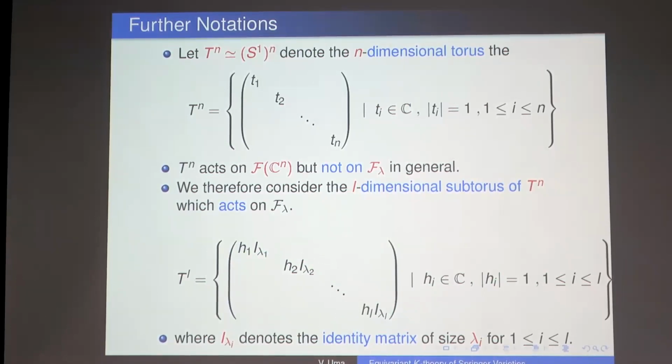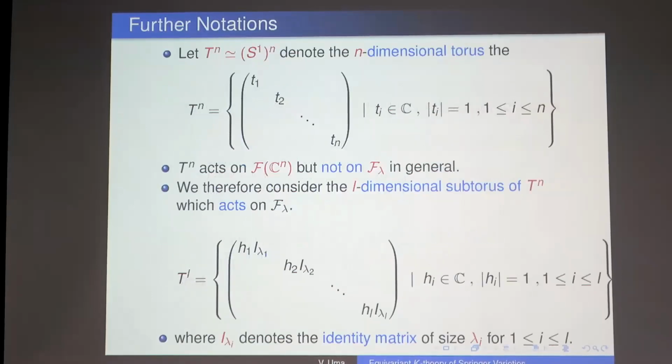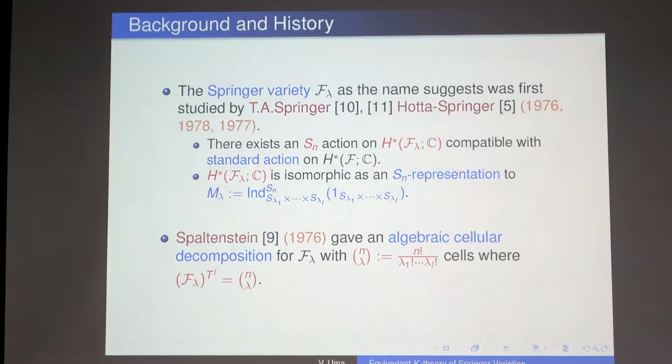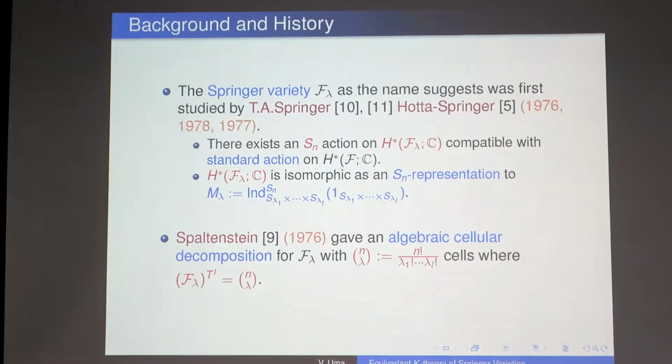And we can see that because TL commutes with the nilpotent operator, that TL will act on the Springer variety. So we now recall some known things about the Springer variety, the history of this.